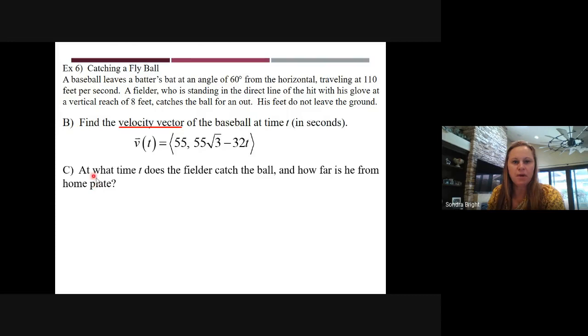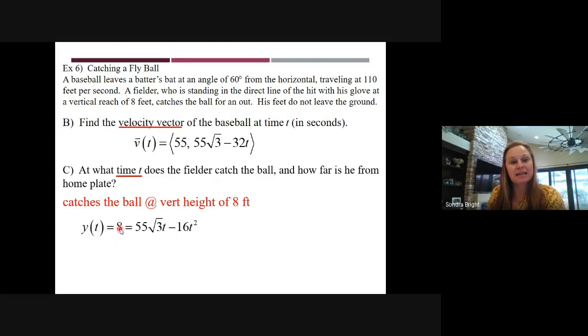And then what time t does the fielder catch the ball? And also, how far is he from home plate? So when does he catch the ball? Well, he catches the ball at that vertical height of 8 feet, right? We want t when your y is 8, right? So we're going to set the y component of your position, 55 root 3 t minus 16t squared, equal to 8 feet. When is the vertical component equal to 8 feet? So you set it equal to 8.